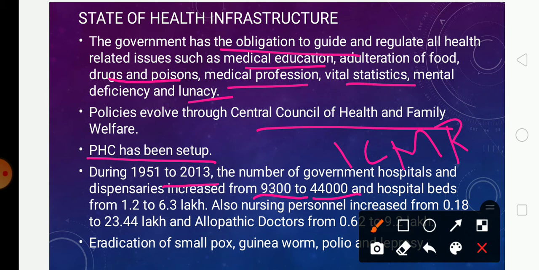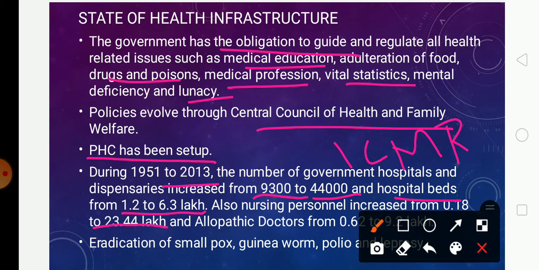That is nearly 70 years of gap. Nearly 34,000 hospitals have been constructed, and the hospital bed facilities have increased from 1.2 to 6.3 lakh. Also the nursing trainers, that is personnel, increased from 0.18 to 23.44 lakh. Not only that, allopathic doctors have increased from 0.62 to 9.2 lakh in our country.